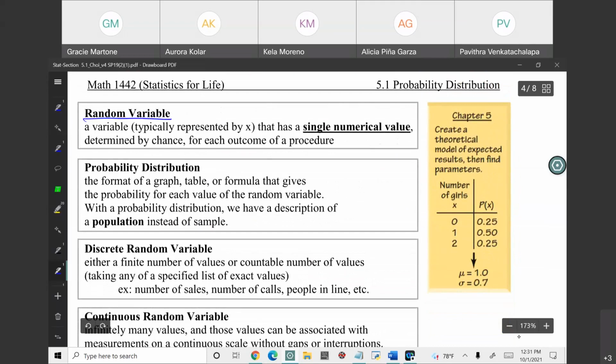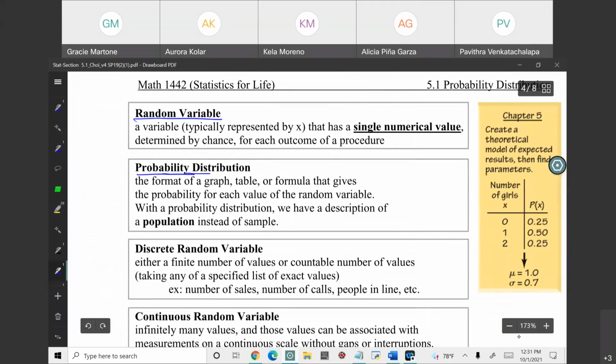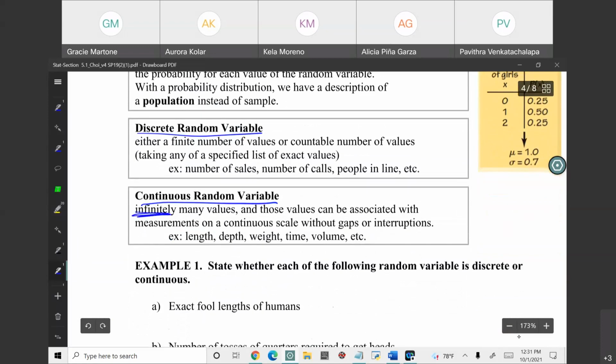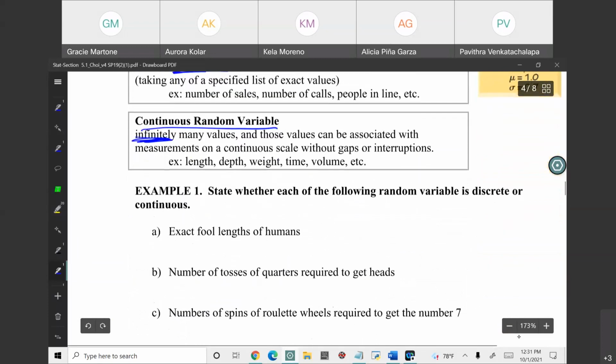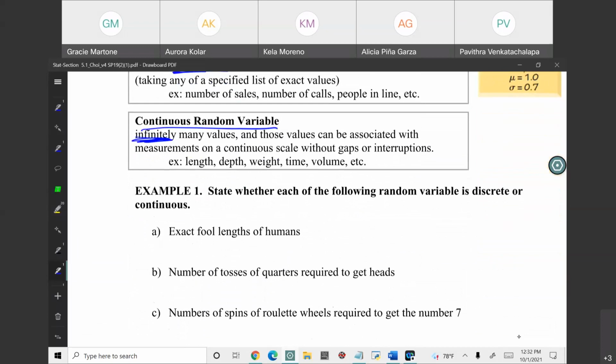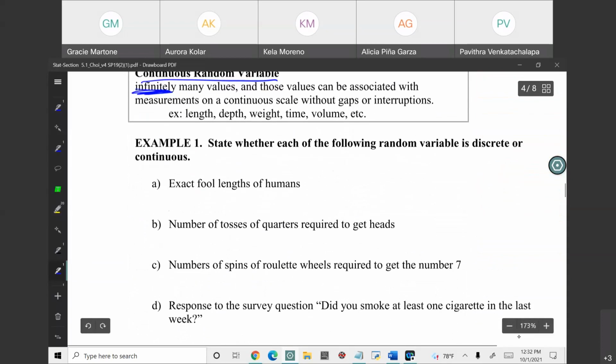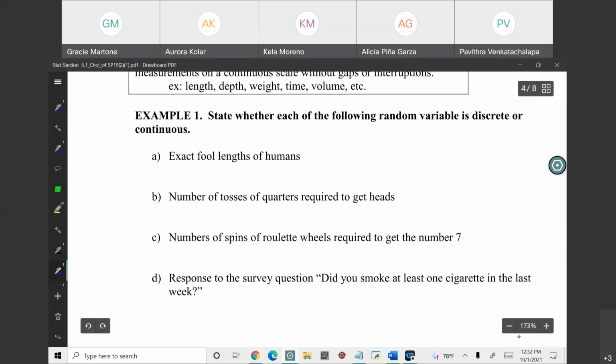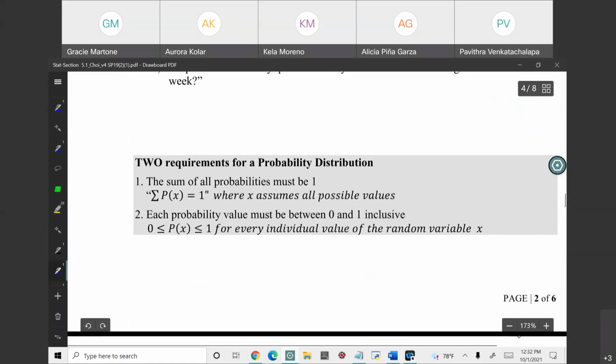So we defined all these variables, terminologies, discrete random variable. Now continuous means infinitely many values. Discrete means finite number, continuous means infinitely many values. Okay. Now I'm leaving this example 1 for you all to answer. You just have to answer which is discrete and continuous. You all did this in your chapter 1. So just take a minute to answer those questions.